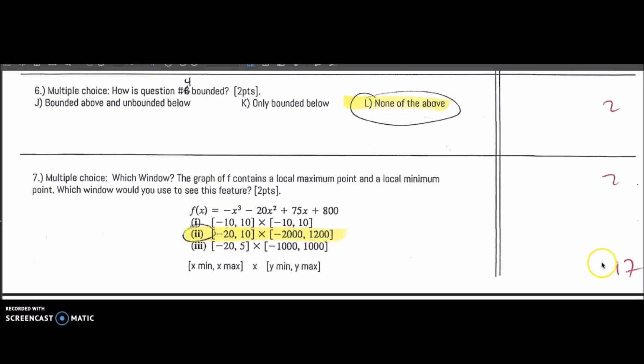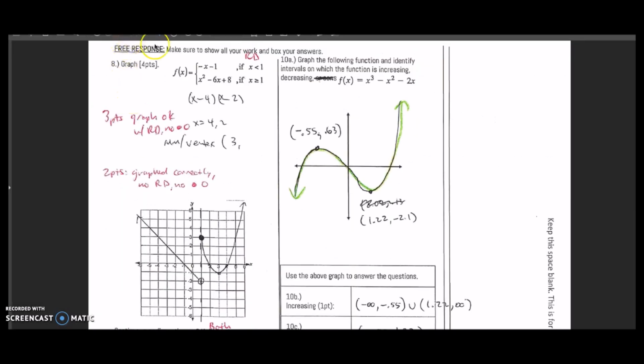So 7 multiple choice times 2 is 14, 2 points for writing your first and last name neatly, and 1 point for the period, so that's 17 points for that side. All right, question number 8, for your response, make sure to show all your work and box your answers.